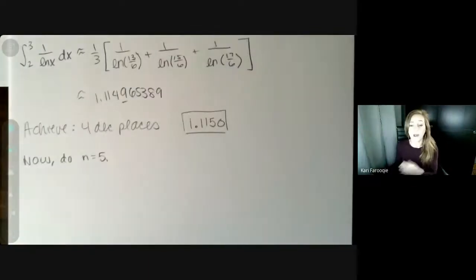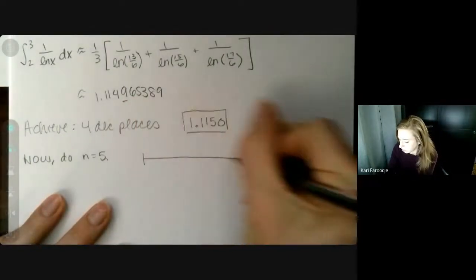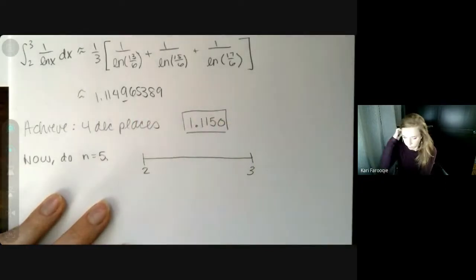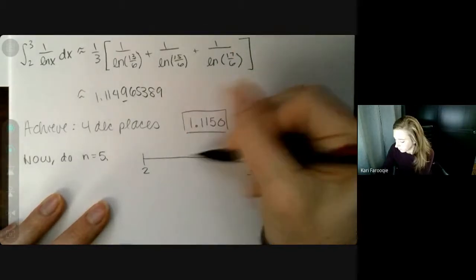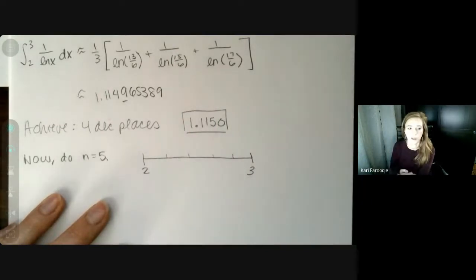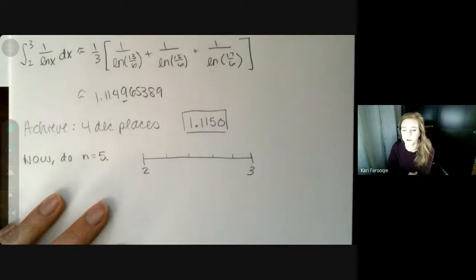Okay, so when we're splitting this up into 5 subintervals, I'm going to do the same thing here, except this time, if I'm going from 2 to 3, and I want to make this into 5 subintervals, I need 4 tick marks. So 1, 2, 3, 4. They don't have to be exact. You're just trying to get an idea of what your data points are going to look like. But notice now that you have 1, 2, 3, 4, 5 intervals inside this interval from 2 to 3.